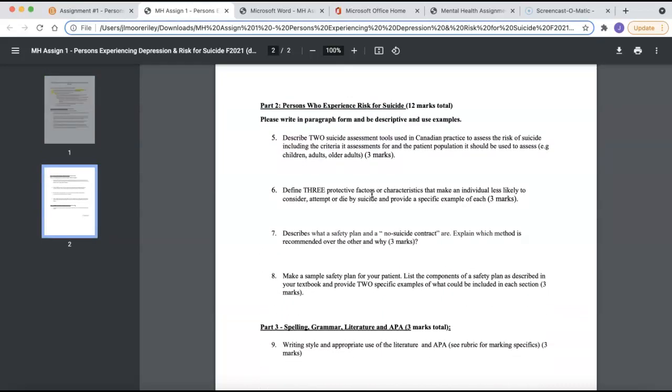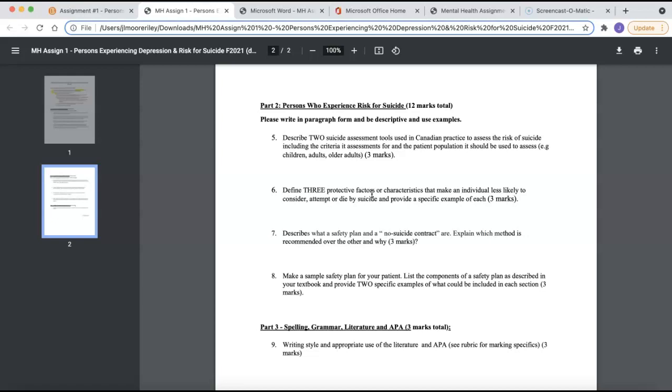So then we move on to the point that is related to persons who experience risk for suicide. So again, you're going to write in paragraph form and be descriptive and use examples. You're going to describe 2 suicide assessment tools used in Canadian practice to assess the risk of suicide, including the criteria it assesses for and the patient population it should be used to assess. I gave a list of the 3 most common in class, and you can also find that in the textbook, so that would be a good place to start.